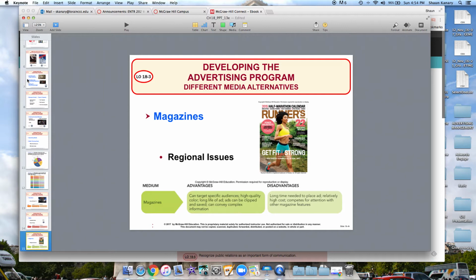Some of the disadvantages, though, are it's a long time needed to place an ad. It's a high cost. You have to compete for attention with other ads within that magazine. And often, if an ad is not working, you can't change it. It's very hard to change an ad once it's starting to run.